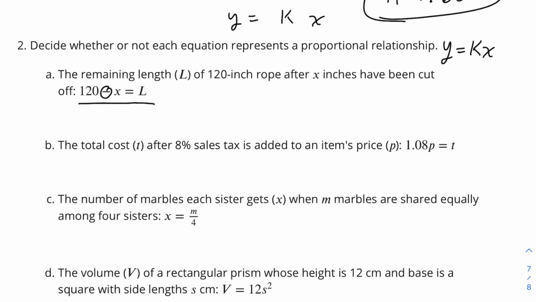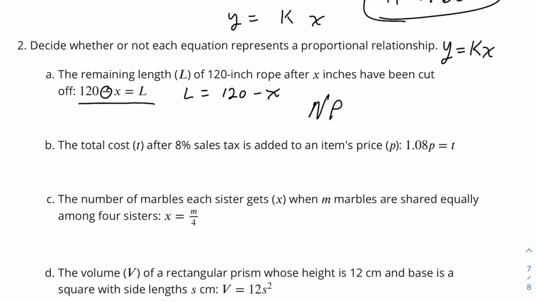If we need to look at it differently, we also could say L is equal to 120 minus x. That is not in the form y equals a number times x. We have that 120 in there that's in addition to the negative x. So not proportional.